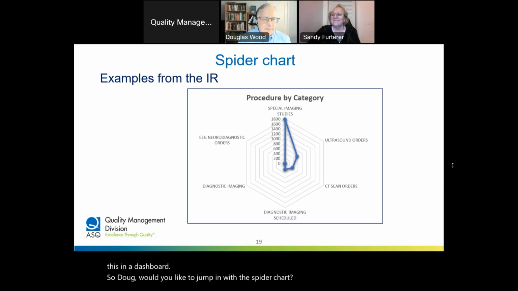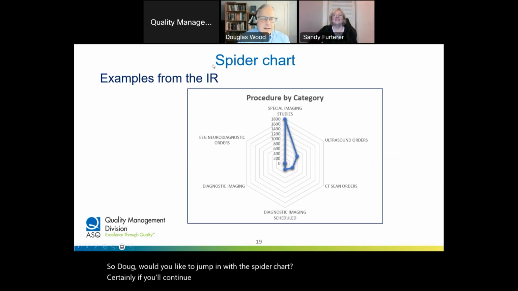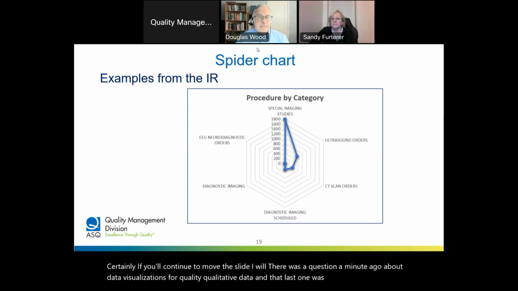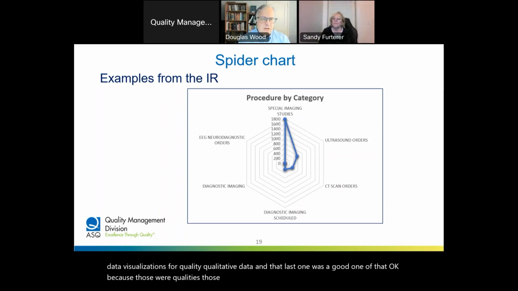Certainly, if you'll continue to move the slides. I will. There was a question a minute ago about data visualizations for qualitative data. And that last one was a good example of that, okay? Because those were qualities, those were categories. There weren't numbers associated with that. So the spider chart is another tool that is available in Excel.